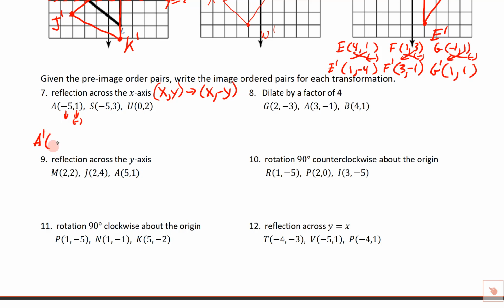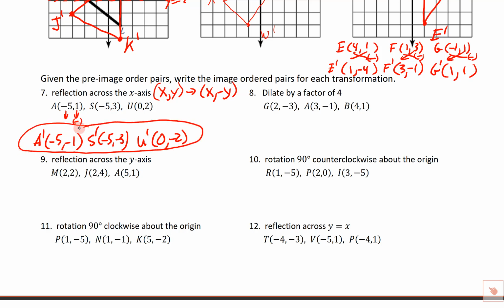So we're going to have R prime here, negative 5 comma negative 1. S prime here, negative 5 comma negative 3. U prime, 0 comma negative 2. And that's it. That's all you have to do. No drawing, no pictures, no graphing or anything like that. We're all set.